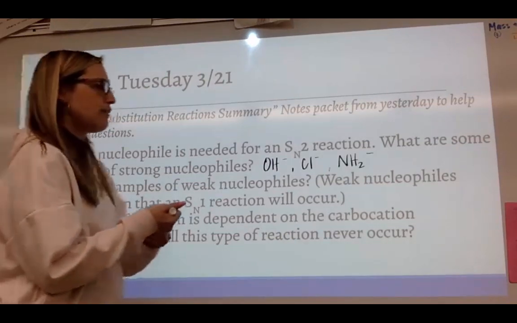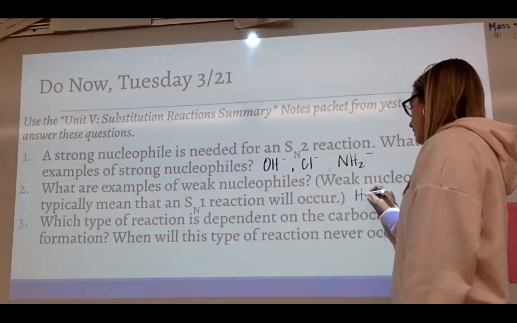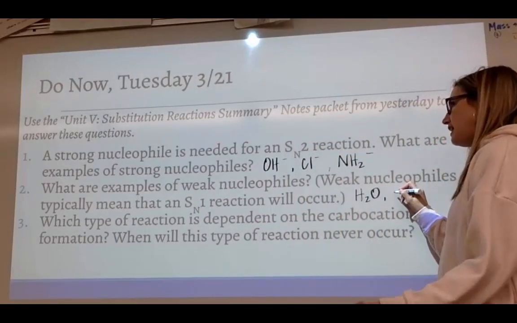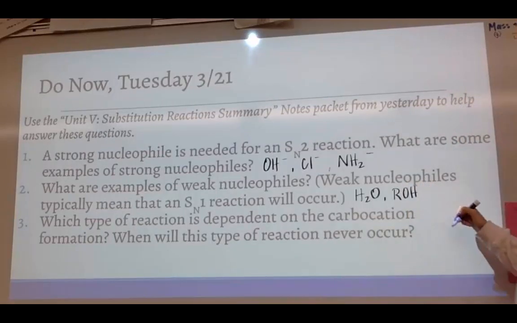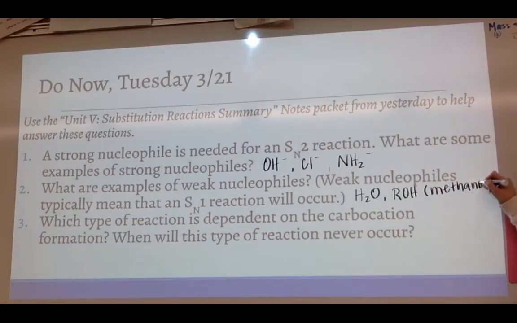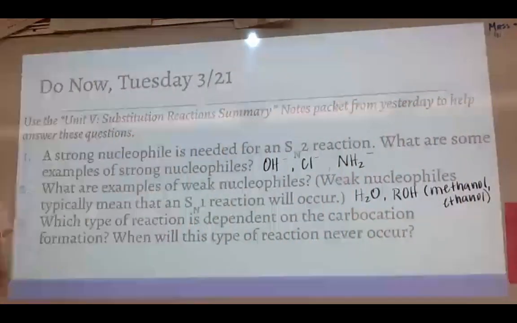So examples of weak nucleophiles, the two that we see the most are going to be water and alcohol. So I'm going to put ROH. That R could be methyl or ethyl. So if I put in parentheses, it could be methanol, could be ethanol. But notice how both of these weak nucleophiles are neutral. Right? These are molecules. They're not ions. Weak nucleophiles also tend to be our protic solvents. So our protic solvents tend to be our weak nucleophiles. We'll talk about the difference between the two on one of the next slides.